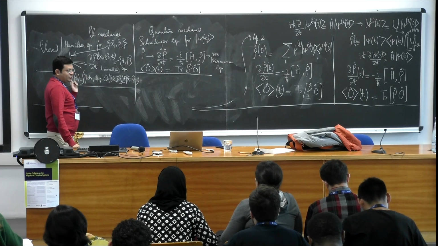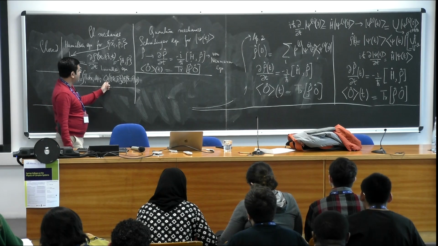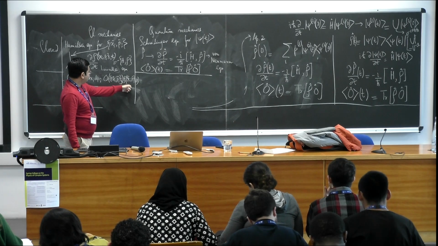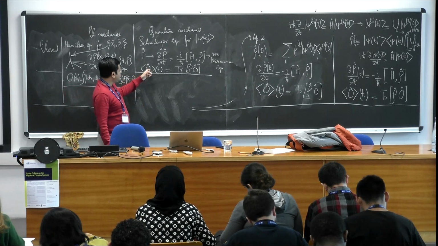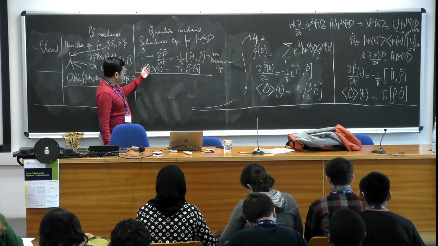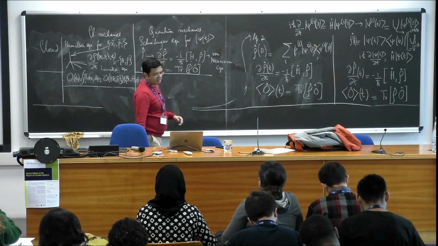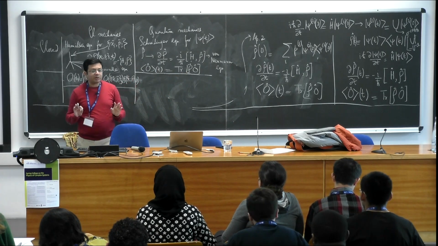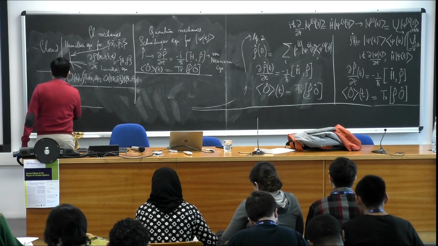Here, if I want to know the average value of an observable, I need to multiply the observable by rho, the phase space density, and integrate. Here, if I have to know the average value of an observable, what I need to do is multiply rho by O and then take the trace. So this is for closed systems. Okay. Now what happens if you have an open system?